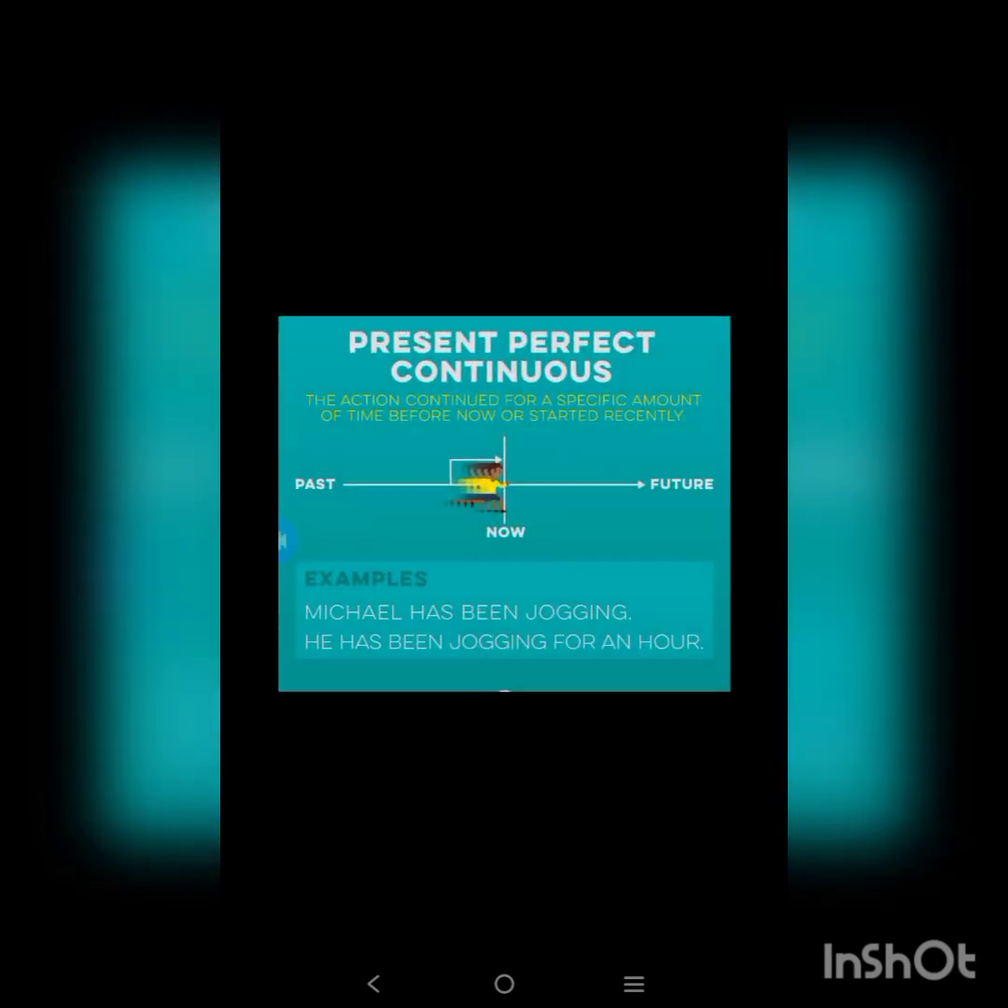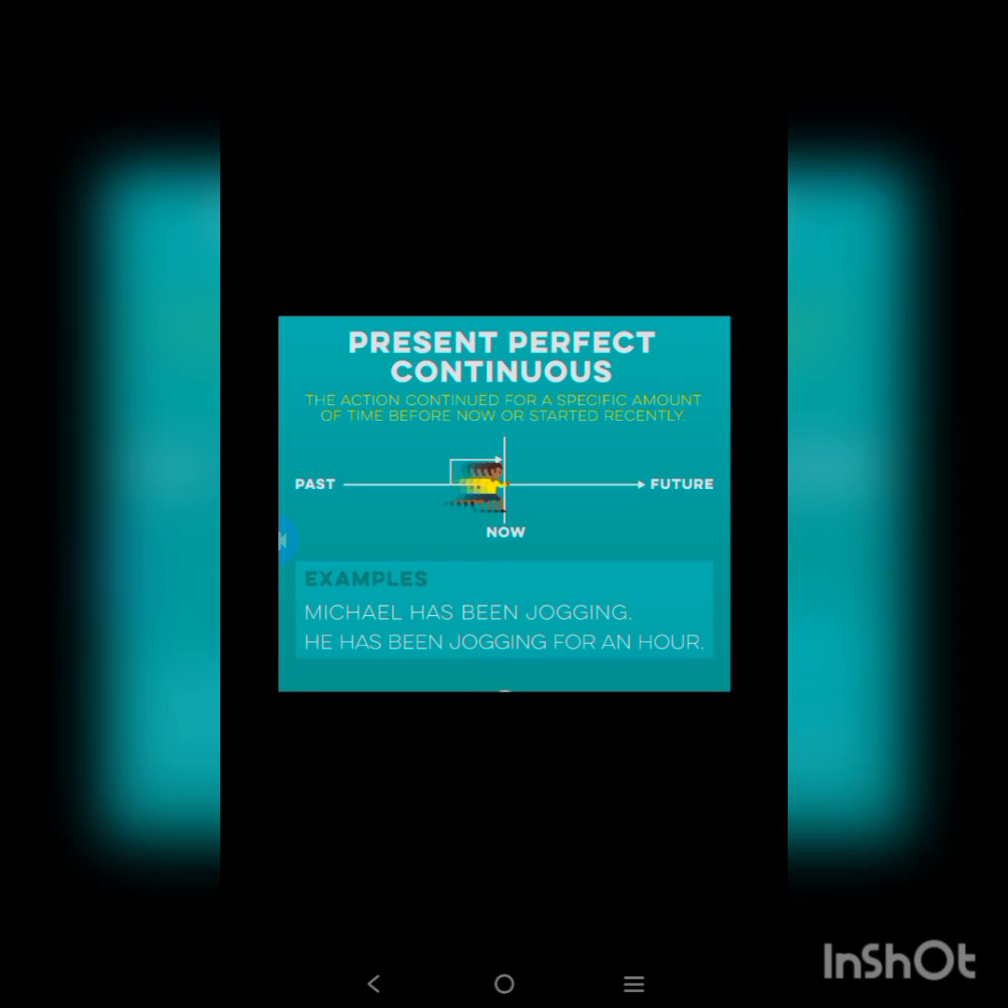See here, in present perfect continuous tense, another example is given for you. Michael has been jogging. He has started this action sometime before the present. He has started this action and it is continuing, the continuous action, isn't it? So Michael has been jogging. He has been jogging for an hour.